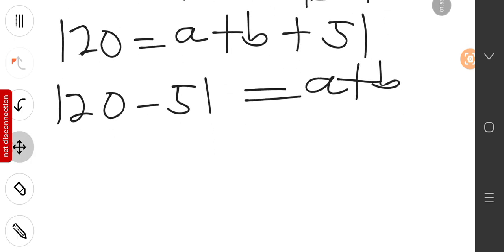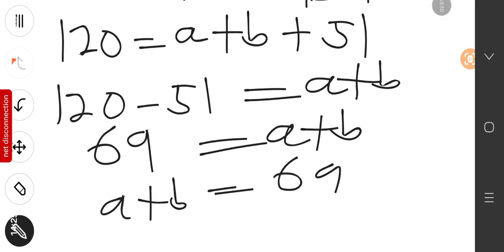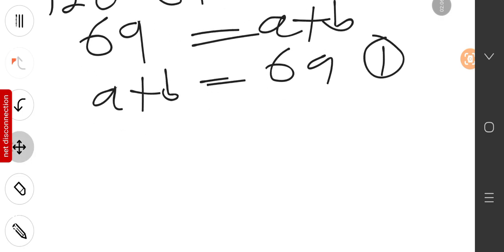120 minus 51 gives us 69. So you have 69 equals A plus B, so A plus B equals 69. Let's call this equation 1. This is the equation we had from the perimeter.